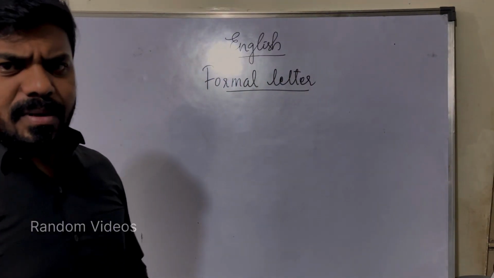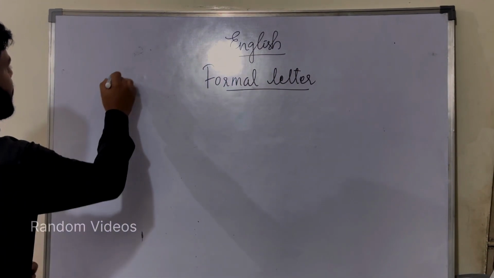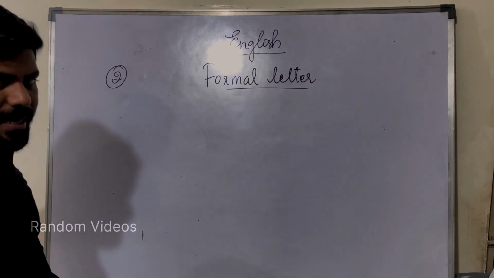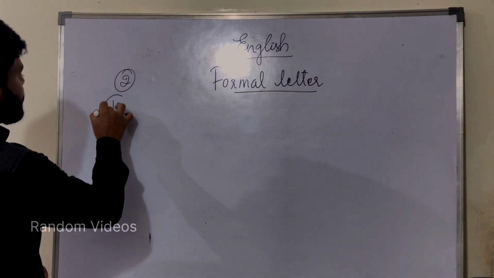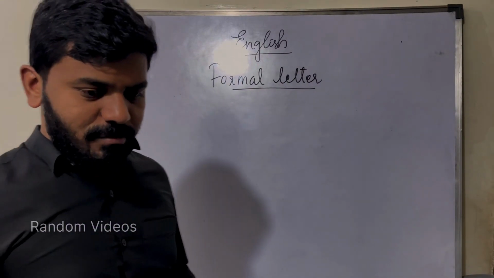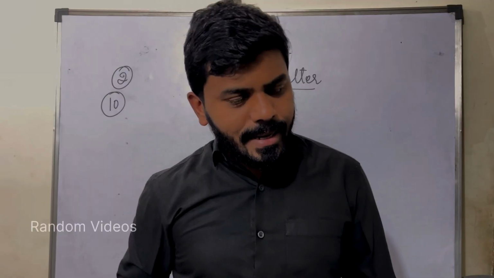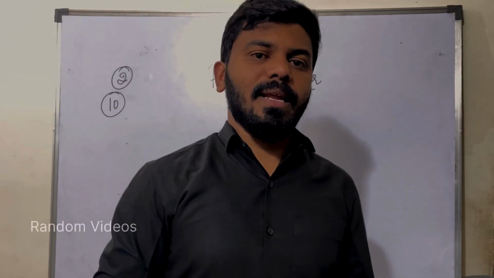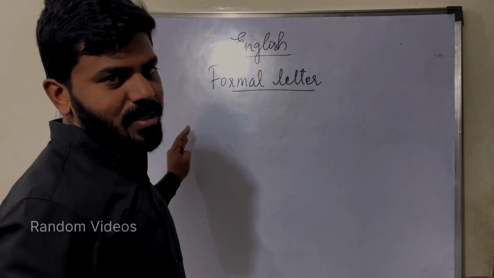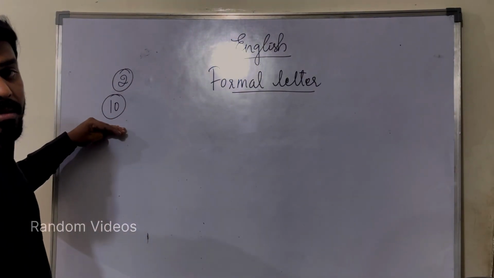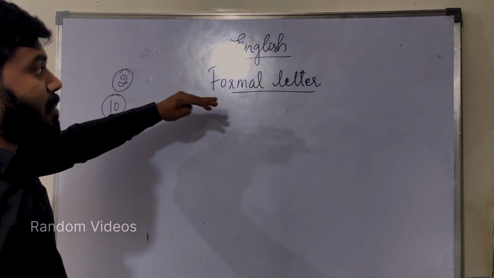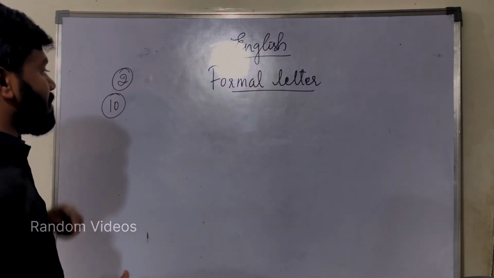In the language paper, as the second question, we have letter writing. The question is for 10 marks. You have a choice: you can either attempt a formal letter or a friendly letter. So as I said, we are going to discuss only the formal letter in this video. The marks allotted for formal letter writing are 10 marks.